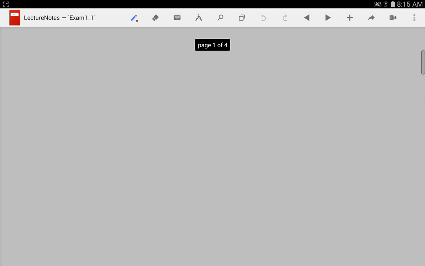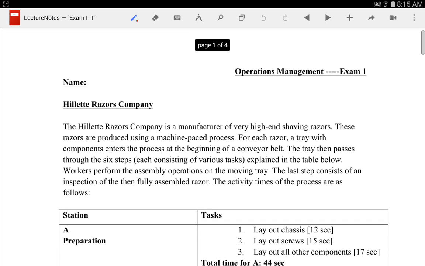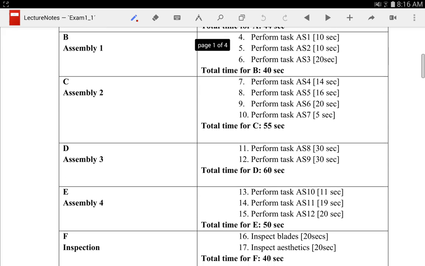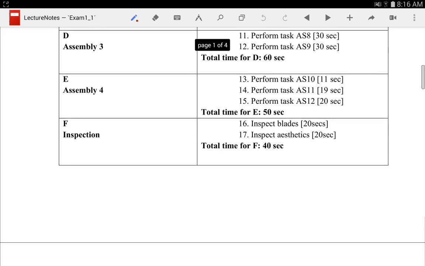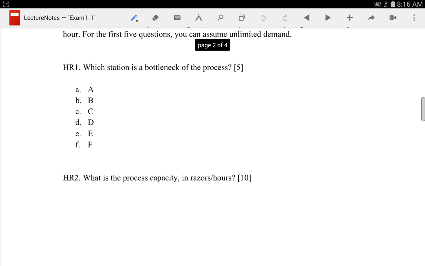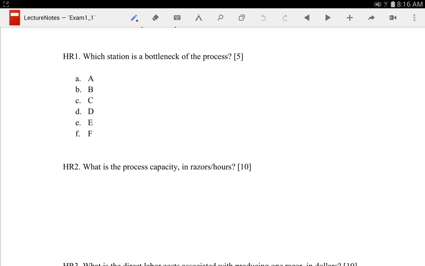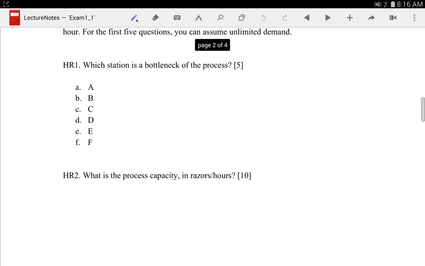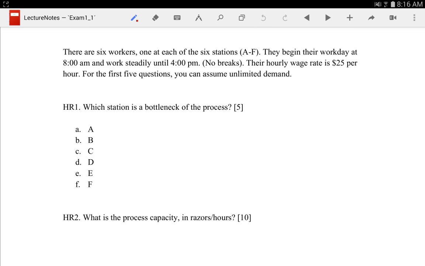Alright, let's get started with the solution to the first exam. The first question is about Hewlett Razor Company. In this company there are 6 steps in the process, and the question asks what's the bottleneck in the process, what's the capacity of the process, what's the direct labor cost, and what's the average labor utilization. As we always do, the first thing to do is make the process flow diagram.